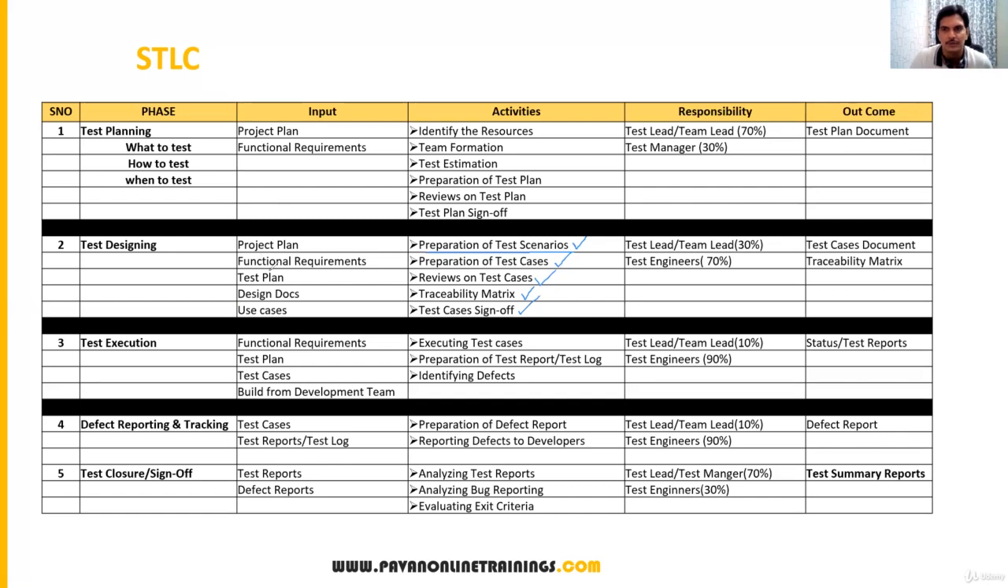Sign off in the sense they will send an official email: so and so document we reviewed, and so and so content has to be modified. With this, you can proceed with the execution. We will get an email from the development team, the product team, and everyone. Once you get the sign off on the document, then we will proceed to the next phase. So these are the main activities we do as part of test designing.